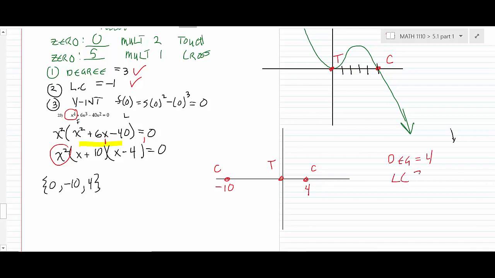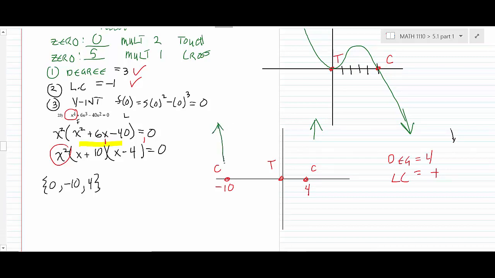The leading coefficient is the number in front of x to the 4th, so that's a positive. So what that means, if the leading coefficient's positive and it's a degree 4, it does this, right? That's one of the things we talked about in previous sections. So that means the graph of this thing goes like this. And here's roughly how it would go.